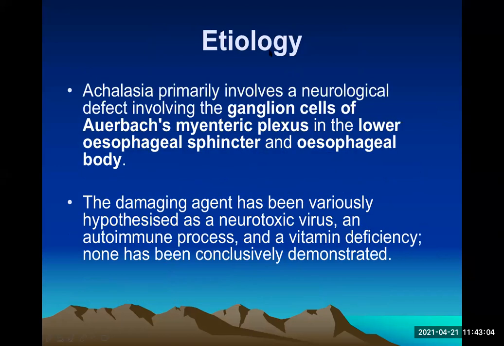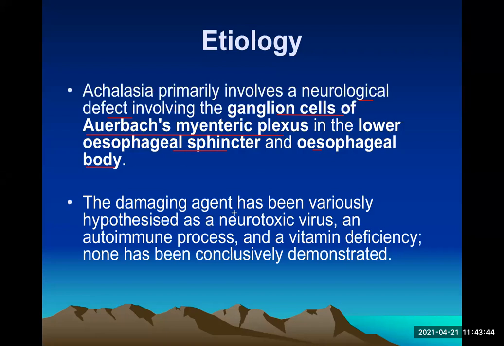What is the etiology, or what is the cause? Okay, now see there. Achalasia primarily involves a neurological defect involving the ganglion cells of the Auerbach's myenteric plexus in the lower esophageal sphincter and esophageal body. So the lower part of the esophagus, which is near the esophageal sphincter, is affected here. So that area is very narrow, but proximal to that area is very wide, and it is dilated. This is the hallmark of achalasia.